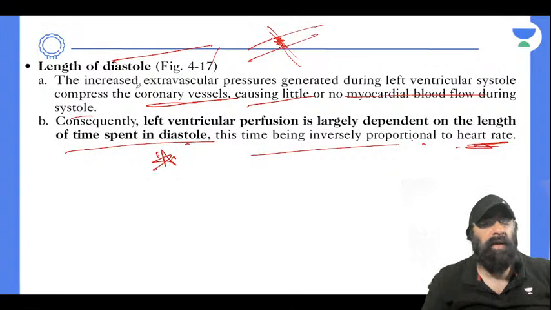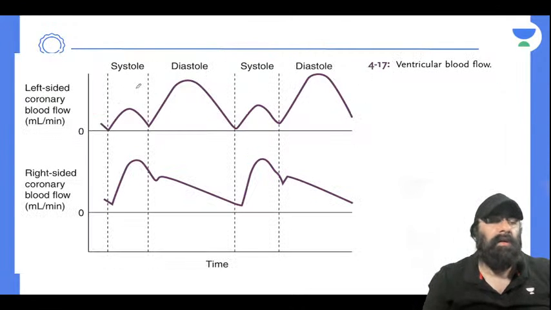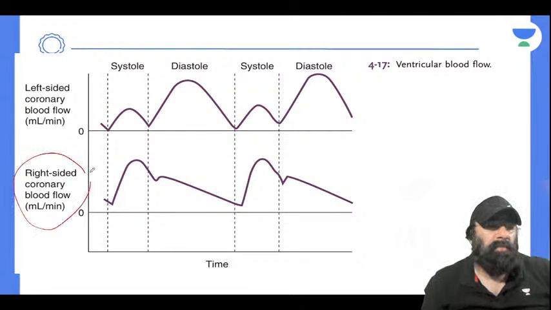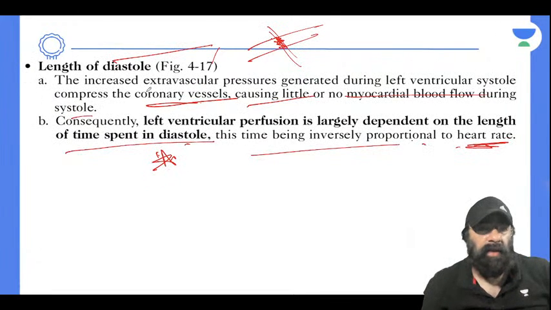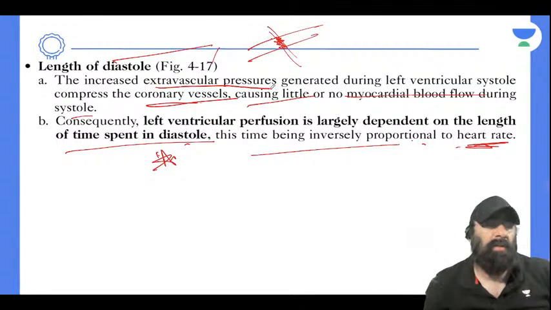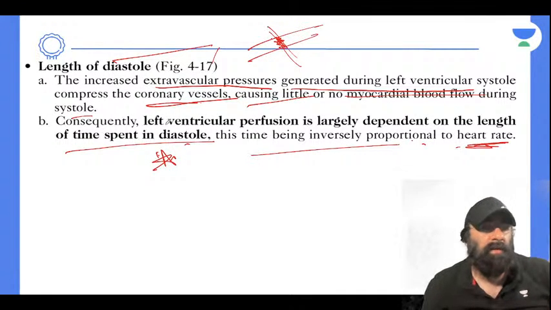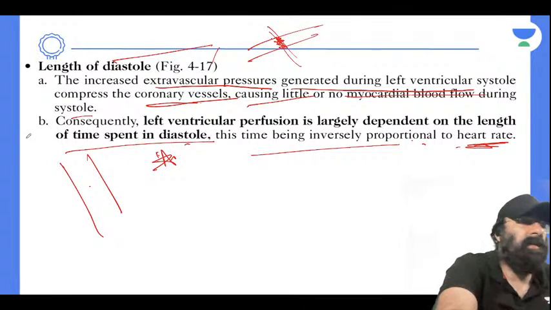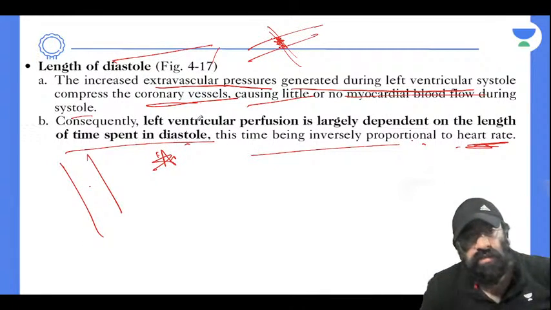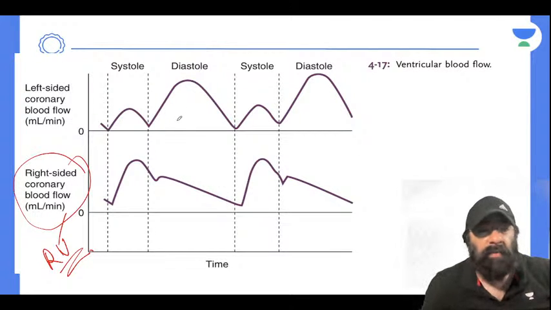Now why are we talking about this? Right-sided coronary blood flow, meaning to the RV, does not have so much pressure. Intravascular pressure generated during left ventricular systole, the pressure inside the vessels, causes the blood vessel to close. This will happen only in the left ventricle, not in the right.